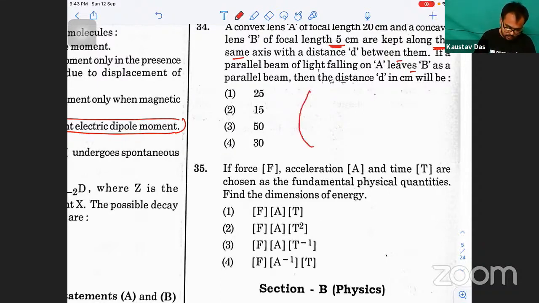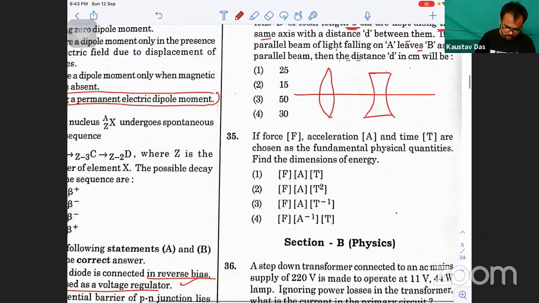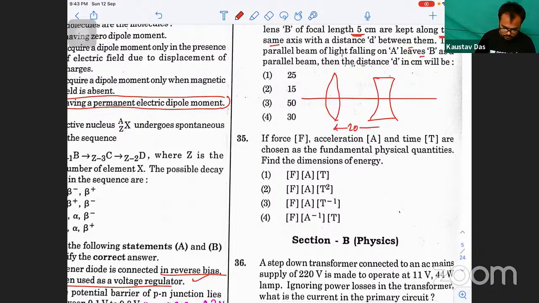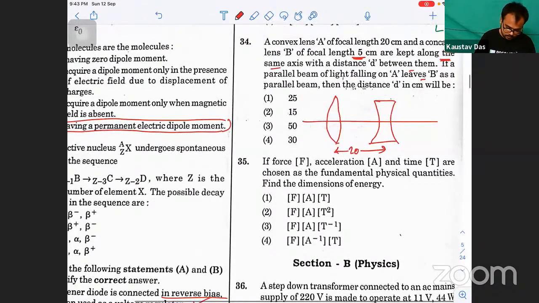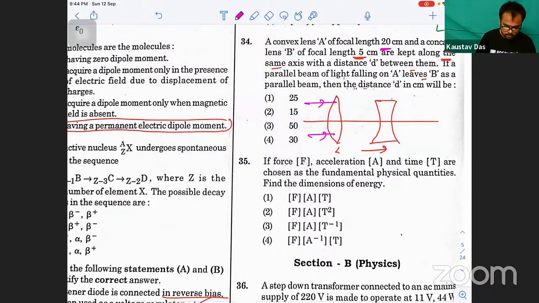But if you just draw this diagram, it is going to be pretty easy to think of. Here is the convex lens and we have the concave lens. The separation between these two lenses is given as 20 centimeter, I hope. Yes, 20 centimeter. Suppose the parallel light is now coming like this. Convex lens of focal length 20 centimeters, sorry, concave lens of focal length 5 centimeter, kept along the same axis at a distance of d. Sorry, my mistake. The distance was given as d. You are supposed to find out the value of this d.